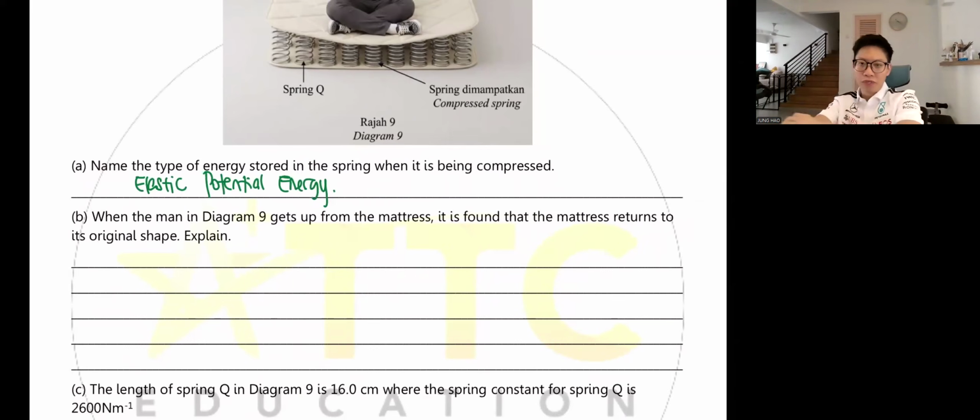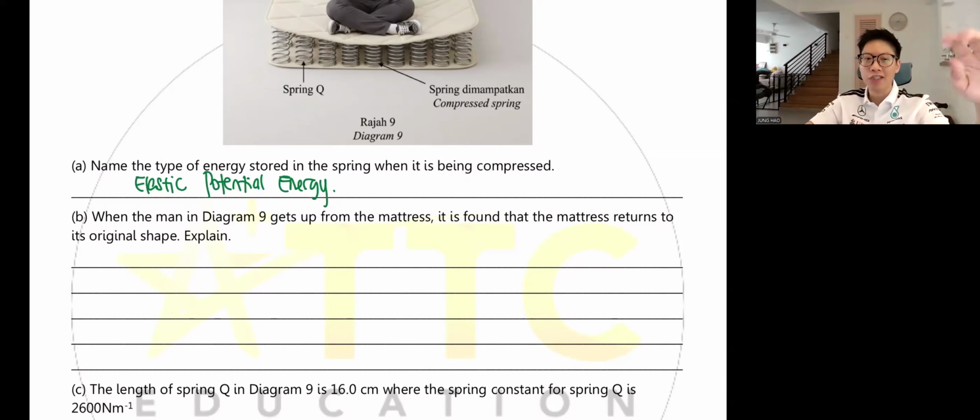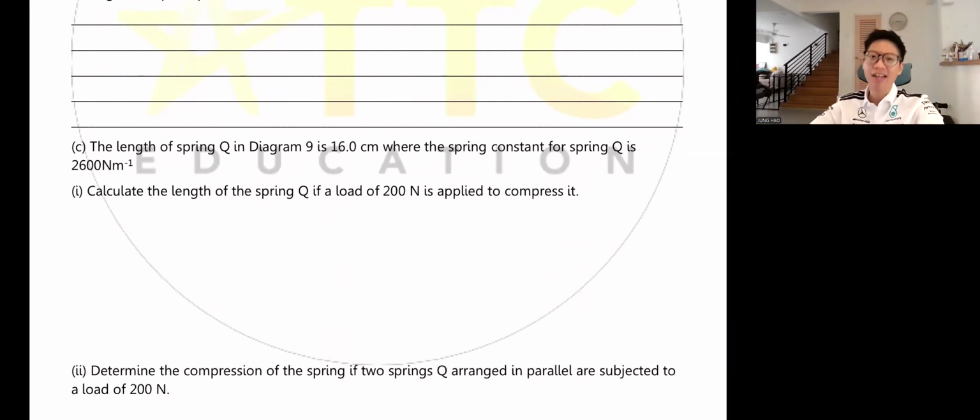So why will the mattress return to the original shape? It's very simple. When the molecules get compressed, when they go closer to each other, the molecules will try to repel. When they repel, it will push them back to the original shape. So this one, guys, I give you the answer. If we write it out, we'll need another 2 more hours to finish the class.